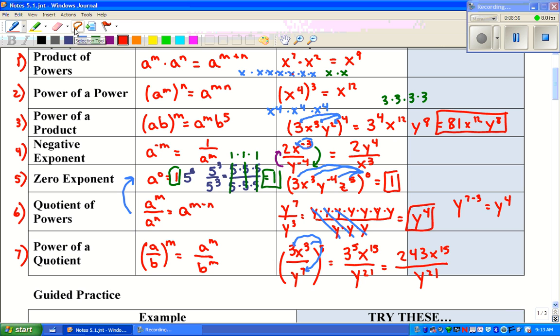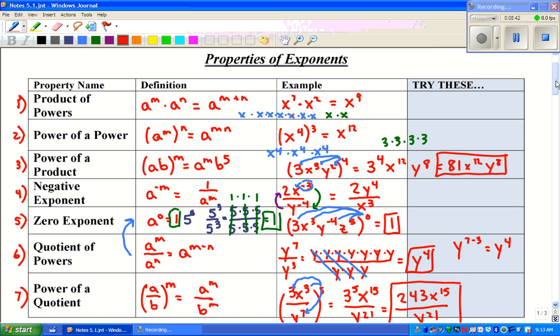Guys, these are your properties of exponents right here. You're going to use these to apply them to anything where we have to simplify when we have variables and exponents and that type of stuff. We'll get into section 5.2 coming up tomorrow.